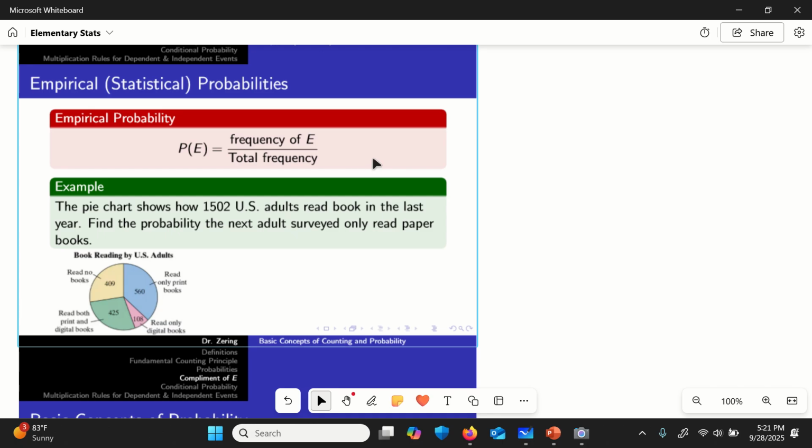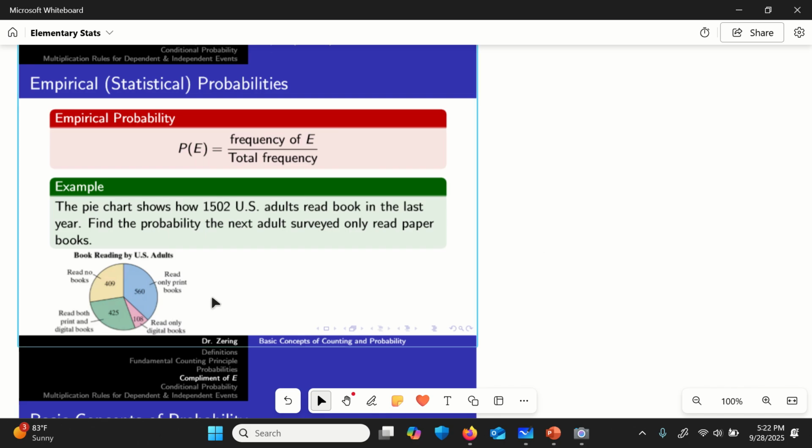So the probability when we do not have equally likely events, the probability of event E happening is equal to the frequency of event E from some probability experiment, somewhere where we already went and collected data. The frequency of that event E happening divided by the total number of frequency, which is just the relative frequency of E in that probability experiment.